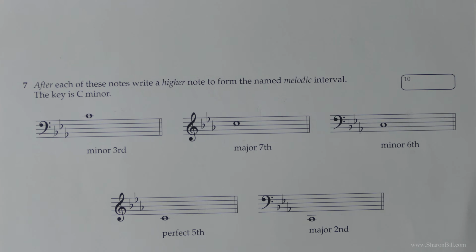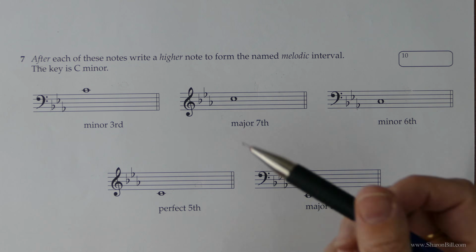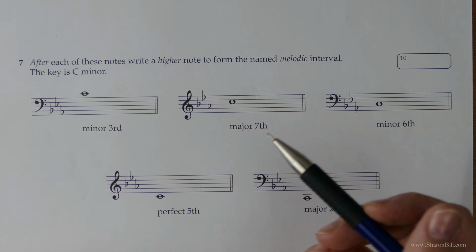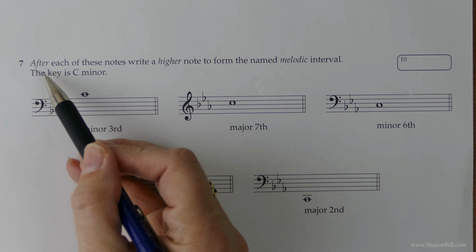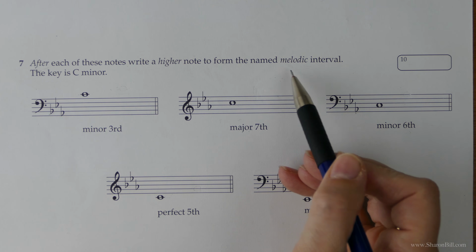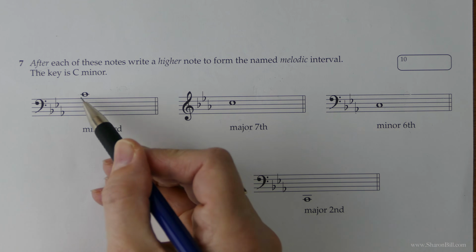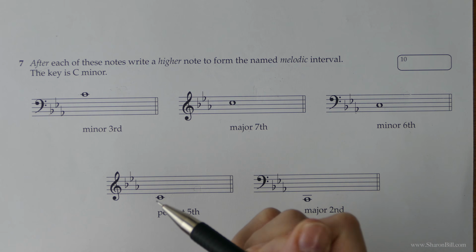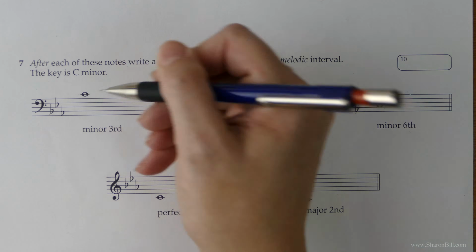Let's have a look at this next question, question number 7. So now we are required to write some intervals. There's a couple of clues here. We've got to write after each note because we're writing a melodic interval. Remember, a melodic interval is one after the other, as if it was a melody, unlike a harmonic interval where they come one on top of each other like a harmony or a chord.